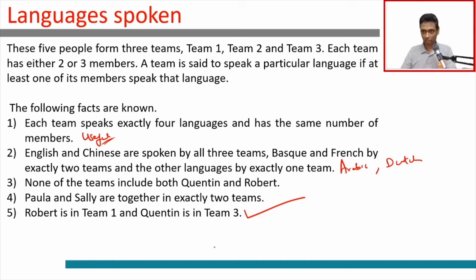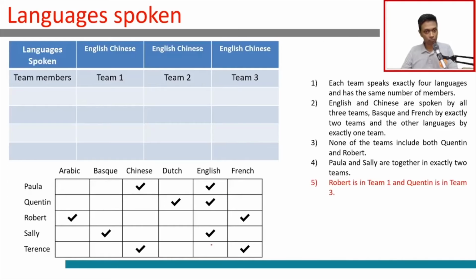And so the 3 teams, we don't know how many members are there in each team, but we know it's the same number of members. Each team speaks 4 languages, exactly 4. Team 1, Team 2, Team 3. Robert is in Team 1. Quentin is in Team 3. All 3 teams speak English and Chinese.